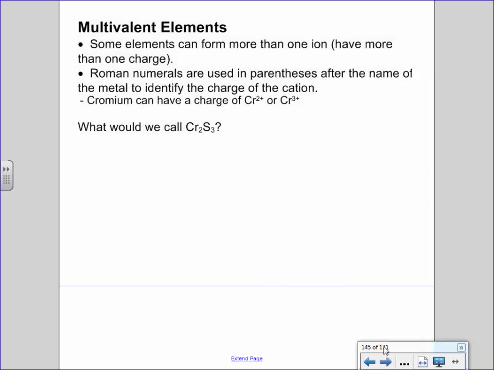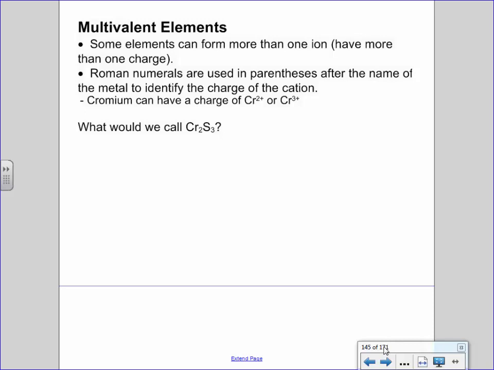Okay, I need to show you two more branches off of that naming thing tree. So I've already shown you binary compounds. There's two more little twists you need to know. If you guys have a periodic table nearby, I'd like for you guys to go look for chromium. Chromium is number 24. Can you guys find chromium?